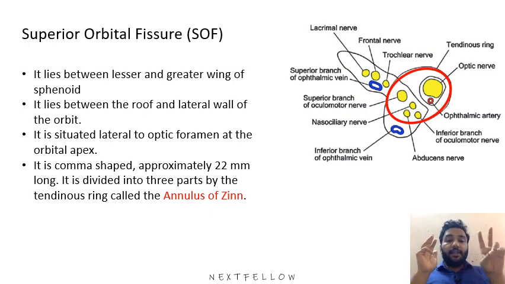That is, the second cranial nerve is not involved in the superior orbital fissure, and the maxillary division of the trigeminal nerve is also not involved.